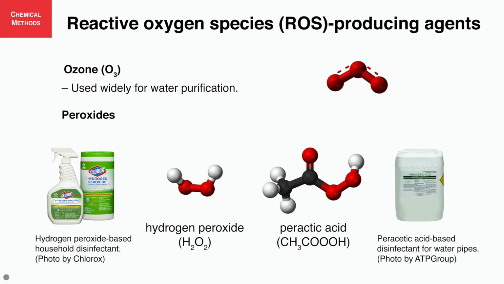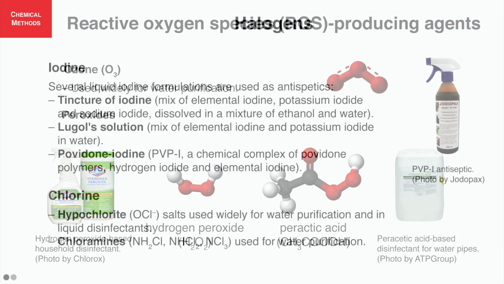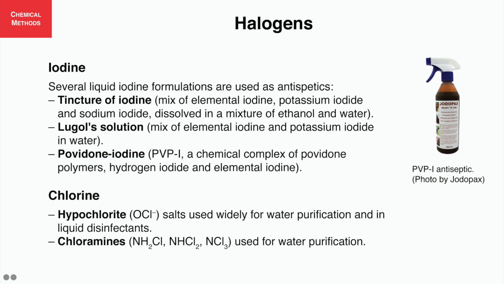Ozone and peroxides both contain unstable oxygen-to-oxygen single bonds. As these compounds decompose, they produce highly reactive oxygen species. Halogen compounds, especially iodine and chlorine, have good antimicrobial properties due to their high electron affinity, which makes them strong oxidizers.